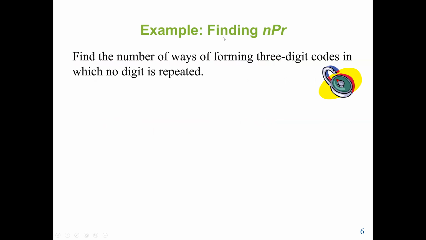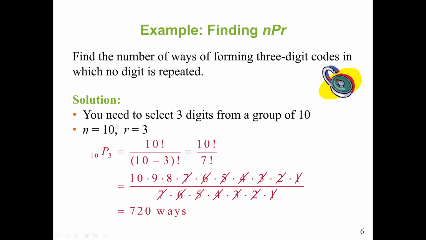So let's see an example. How do we find nPr? Here they say find the number of ways of forming 3-digit codes in which no digit is repeated. So we need to find 3-digit codes and no digit is repeated. In this case, we need to select 3 digits from a group of 10 digits. Remember, the possible digits are from 0 to 9. So we have 10, and we are going to take 3. This means n equals 10 and r equals 3, so it will be P(10,3).